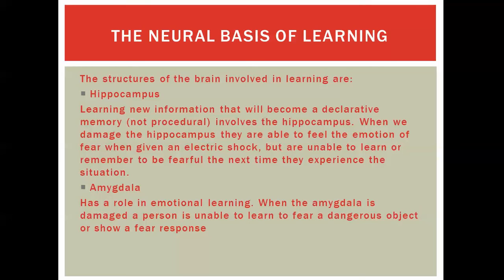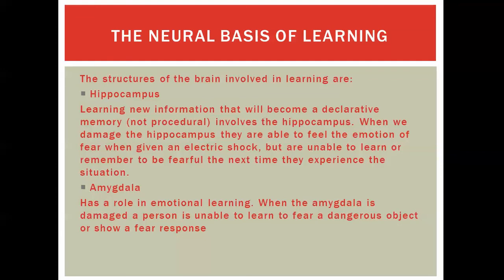So for instance, if someone has damage to the hippocampus, they're able to feel emotions, such as fear if an electric shock was given. The thing is that if you go to give them the electric shock the next time, they won't remember to be fearful the next time. So most of us would know that something gave us an electric shock and next time we'd be quite hesitant. Someone with damage to the hippocampus wouldn't be.